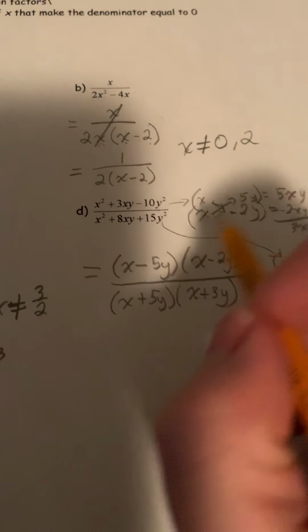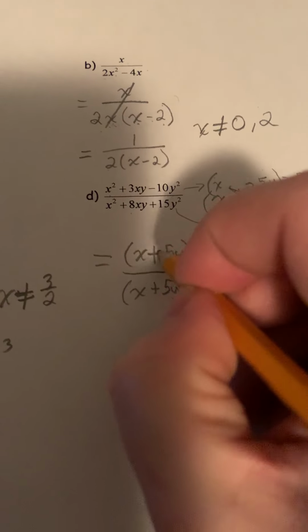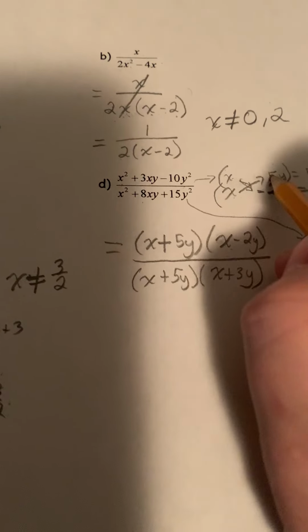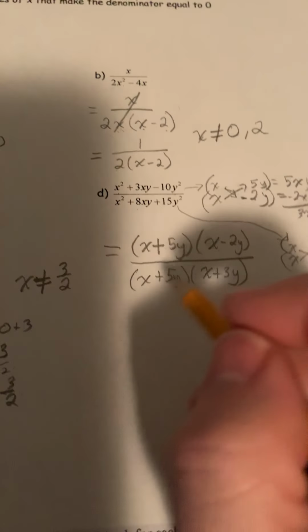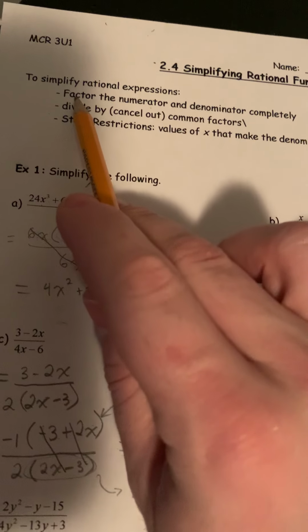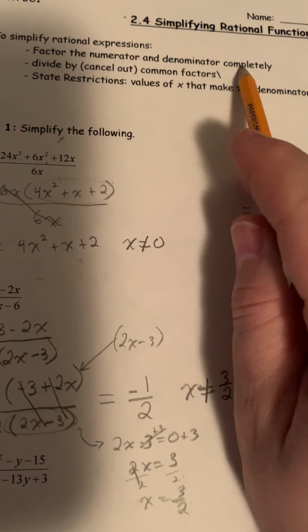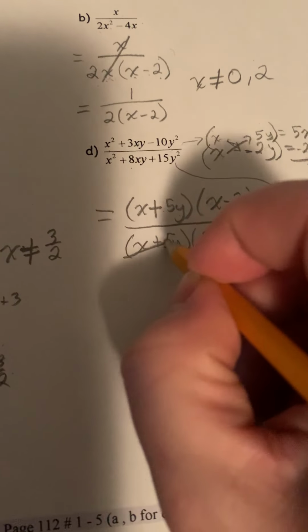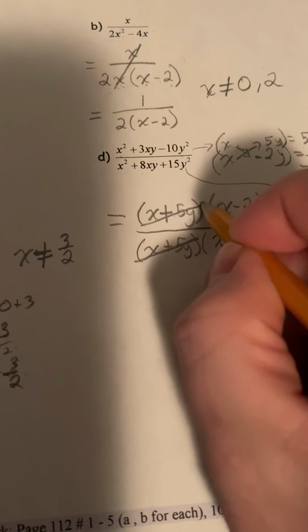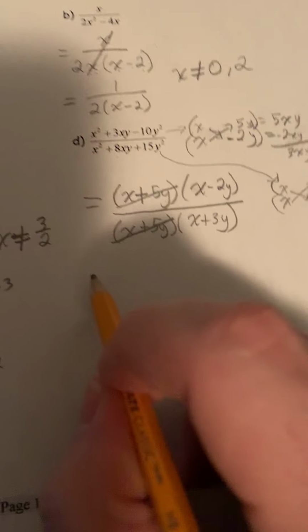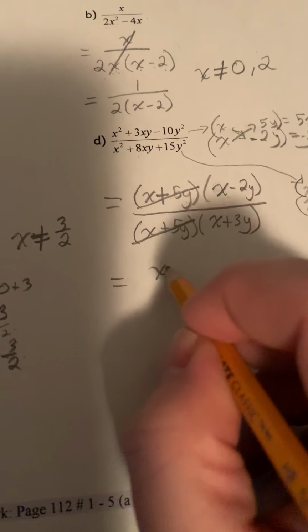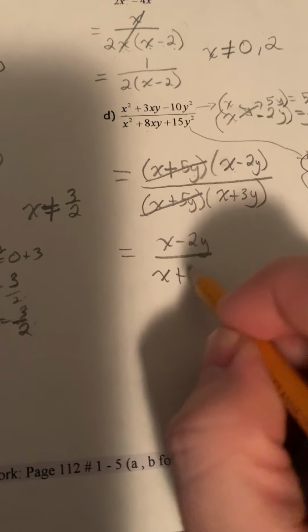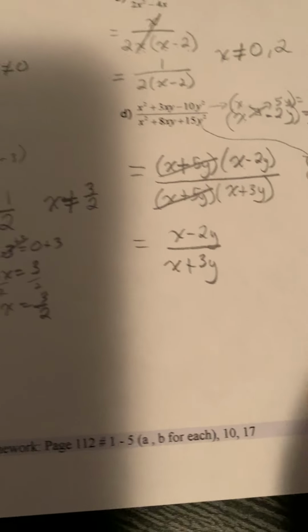Ooh, I just realized I did something wrong here. This one's supposed to be a positive. That was supposed to be x plus 5y, so x plus 5y. Okay, so that was the first step. Factor the numerator and denominator completely. Now divide or cancel out common factors. So what's common here is the x plus 5y on both, so we cross them out because we're dividing here. So we're left with x minus 2y in the numerator and x plus 3y in the denominator.